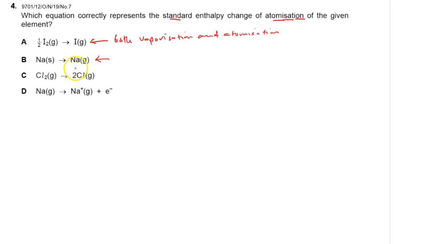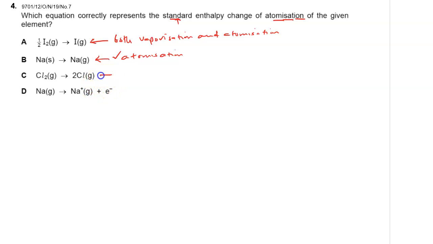What about B? You find that sodium in solid state is being converted into sodium in gaseous state. And I think this should be correct. This should be atomization. Look at that standard enthalpy change. So 1 mole of sodium in solid state is being converted to 1 mole of sodium in gaseous state. And I think this is atomization. And it is standard because it is 1 mole of that.